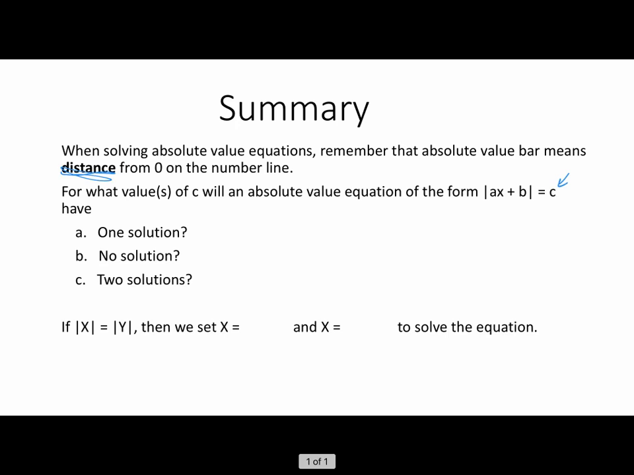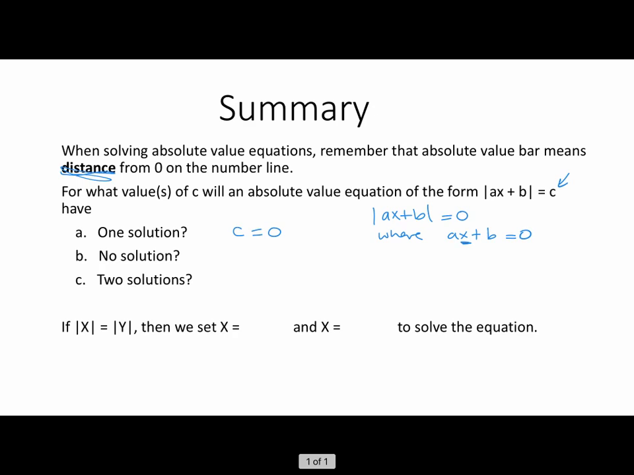And we saw that happen when the other side of the absolute value was 0. So if c equals 0, then the absolute value of ax plus b equals 0 will have only one solution, and that is where ax plus b equals 0. Solve for x.